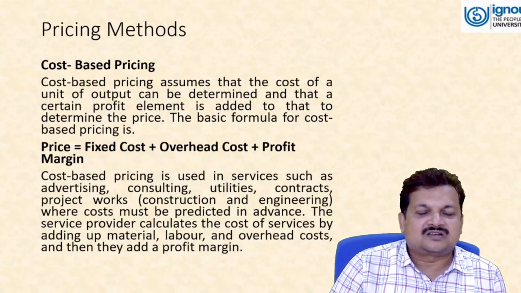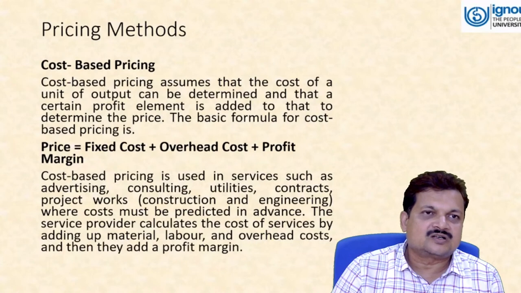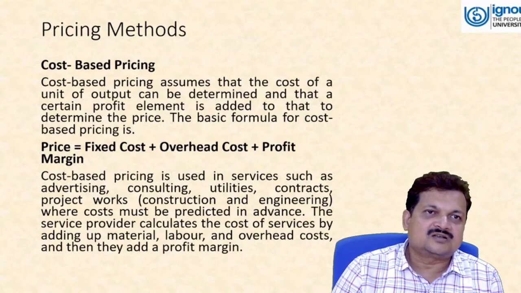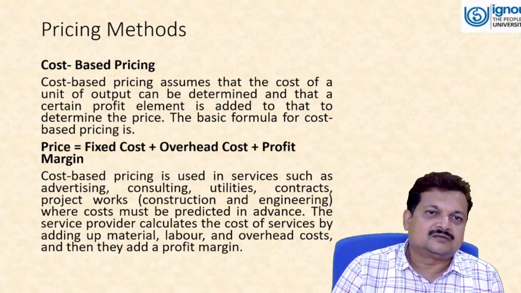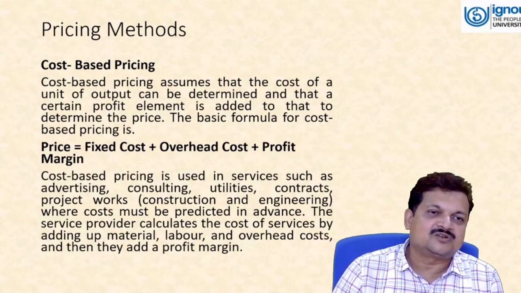Now the pricing methods. Up to this we have covered what the different pricing strategies are that the company can adopt at different timings. But we have to know what the different methods are by which you can determine the price structure of your product. So the best or most utilized method is that you add fixed cost, then overhead cost, then profit margin, then that will be your selling price.